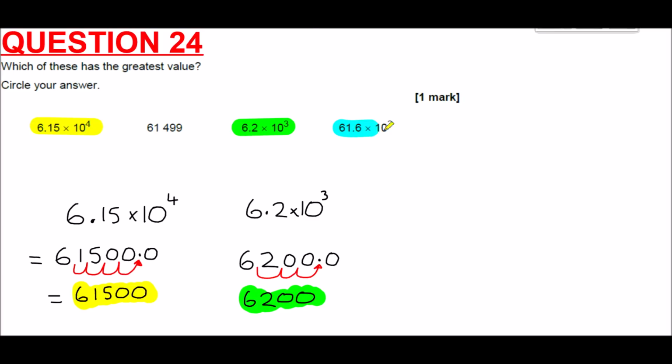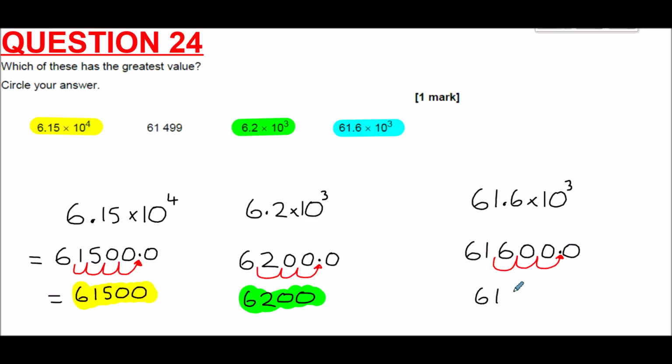And finally, this number, 61.6 multiplied by 10 cubed. So again, in the same way, we look at the power of 10. This power of 10 is 3, and so the decimal was here. It's going to move 3 places to the right. So 1, 2, 3. So the decimal will jump over the 6, over 0, over 0, and will land here. So we've got 61,600.